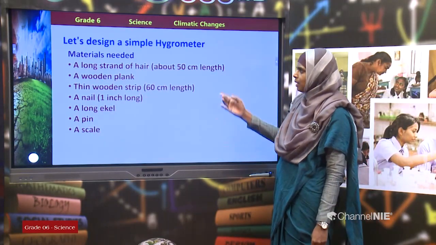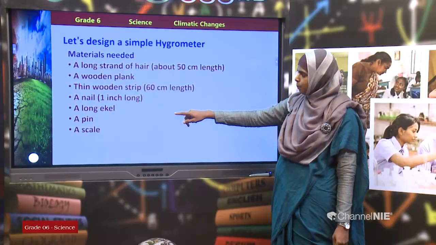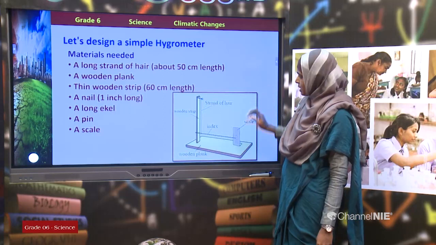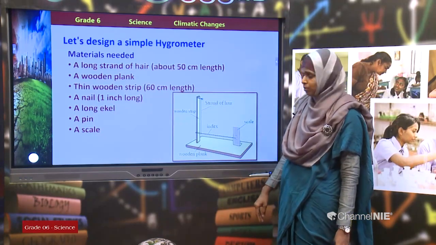We need a long strand of hair, about 50 centimeters in length. This strand of hair should be washed with shampoo, clean without dirt and oil. And we need a wooden plank as well as a thin wooden strip which is 60 centimeters in length, a nail which is 1 inch long, a long needle, a pin, as well as a scale. So I am going to show a simple hygrometer that we can design.